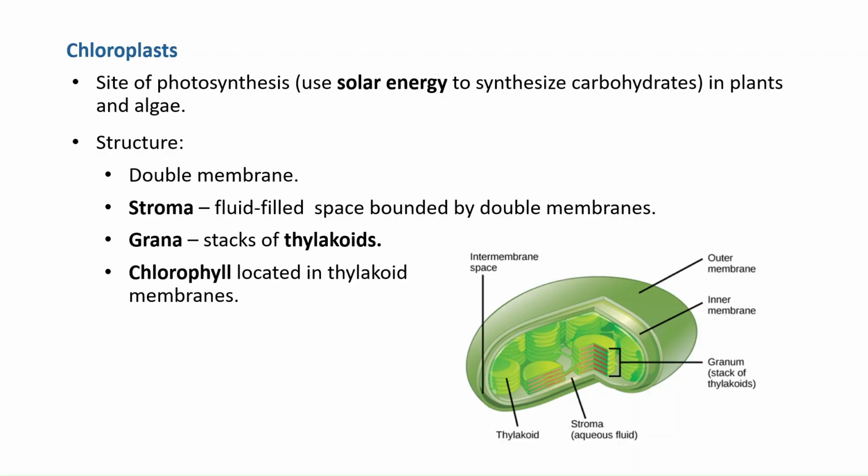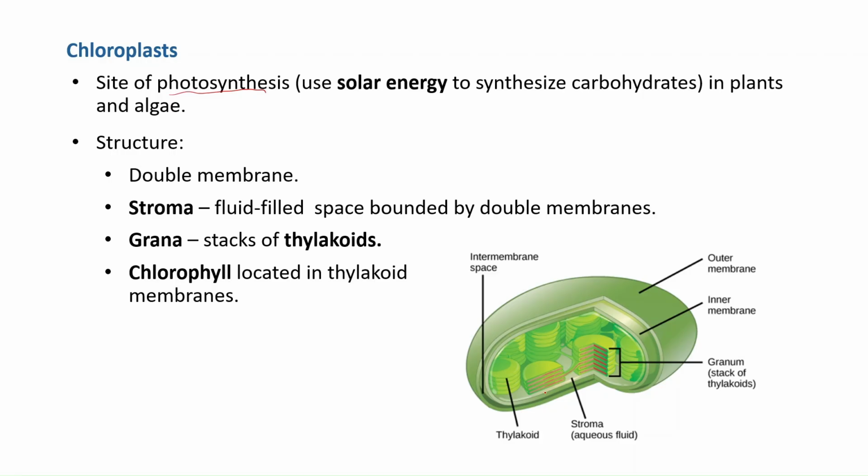Chloroplast, that's the place where photosynthesis takes place. That's when solar energy is used to make carbohydrates in plants. Algae will do that too. Actually, some people claim algae today produce just as much or more oxygen than trees.